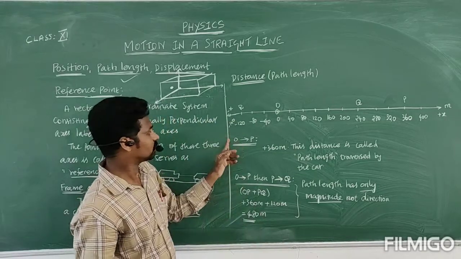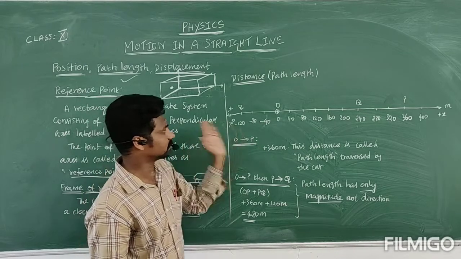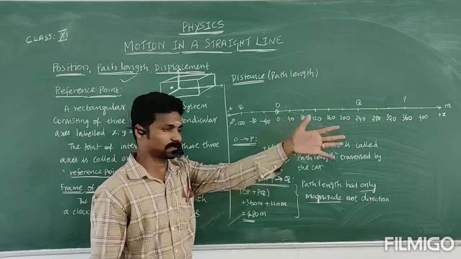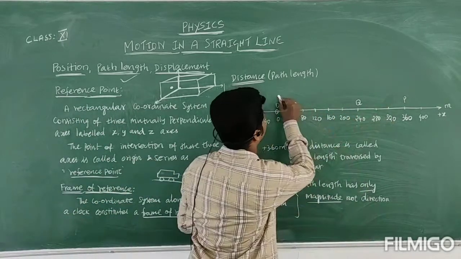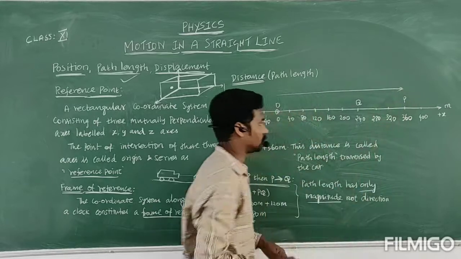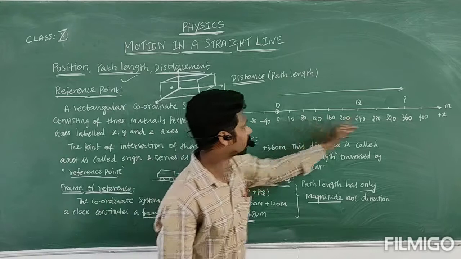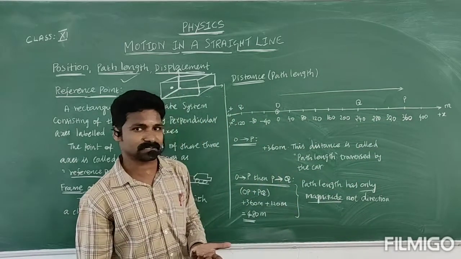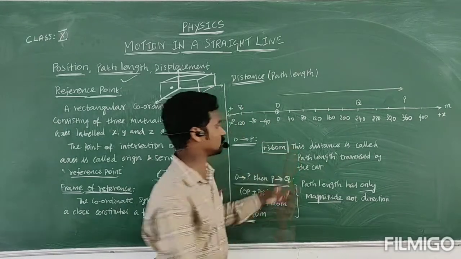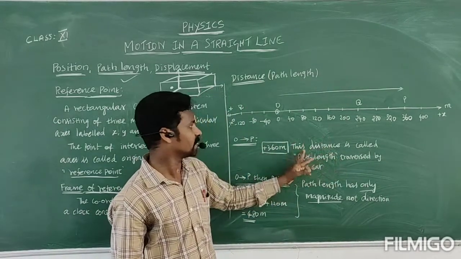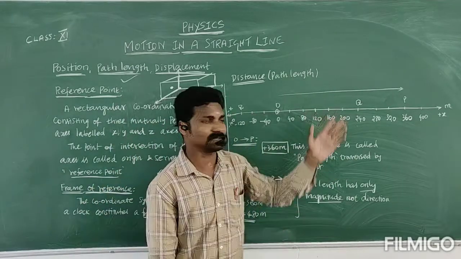For example, let us imagine the car moves from O to P. This is a linear path, not a curved path. So from here to here, what is the distance? Directly we can say here 0, up to here 360, so plus 360 meter. The distance is called the path length. This is actually what the car travels.